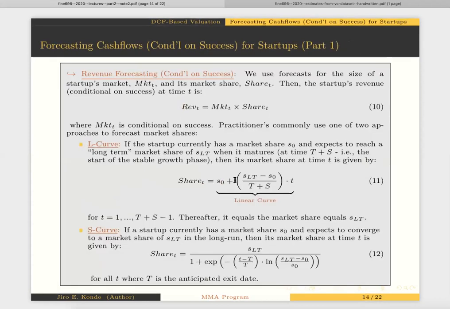So long-term market share conditional on success of 11%. Now, of course, SecureTech doesn't have 11% of the market yet. They have substantially less than that. So now the question becomes, what would we expect? How would we expect the market share of SecureTech to change over time?